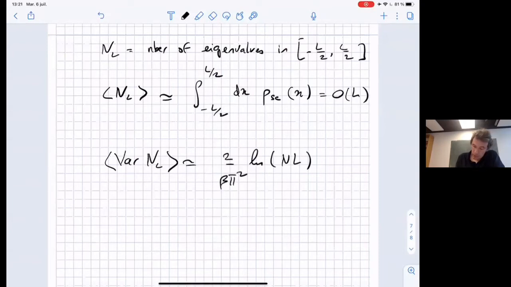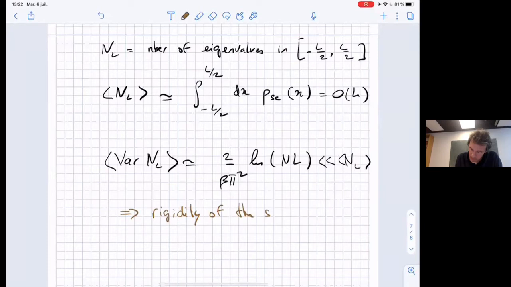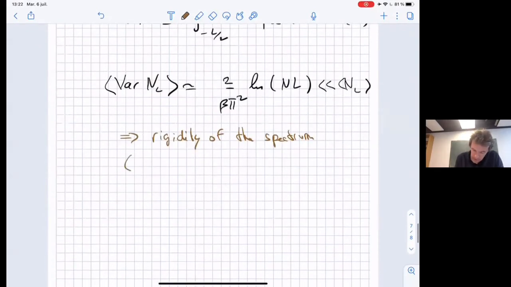So that means that this is much less than the average of N_L. And that's a signature of the fact that the variance, so the fluctuations, is much smaller than what you would get from a Poisson process. So that means that the spectrum of random matrices actually is quite rigid. There is some rigidity, it doesn't want to move so much, okay? And of course, this idea has been made a bit more precise, but that's what it really means, right? So that's the rigidity of the spectrum. So it's more rigid than the Poisson process.